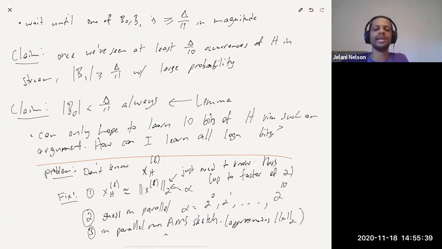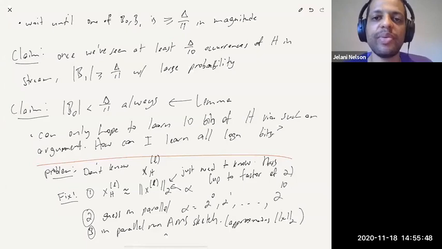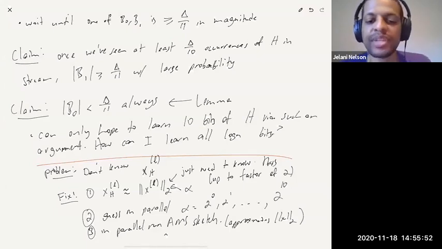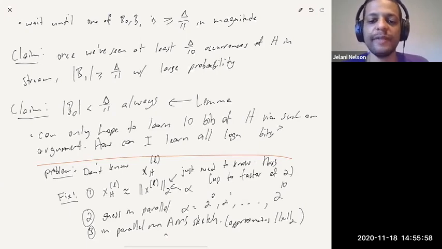Now, what about item 3? I said that we're going to keep asking the AMS sketch every time step, what is it now? The naive way of making this work is to make the failure probability be really small so we can union bound over all these time steps. The problem with that is if your failure probability is delta, you pay a log 1 over delta in your number of words of memory. I don't want log 1 over delta words of memory. Delta is going to end up being something like 1 over the stream length. So I'm going to pay log the stream length in terms of my memory bound. I don't want log stream length.